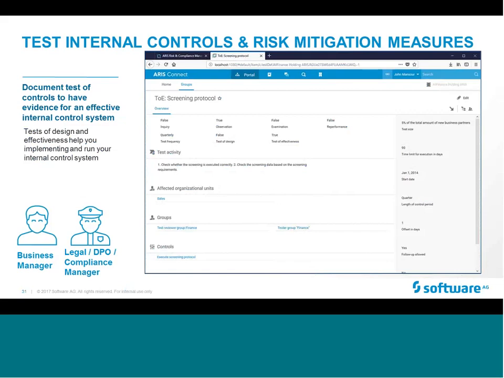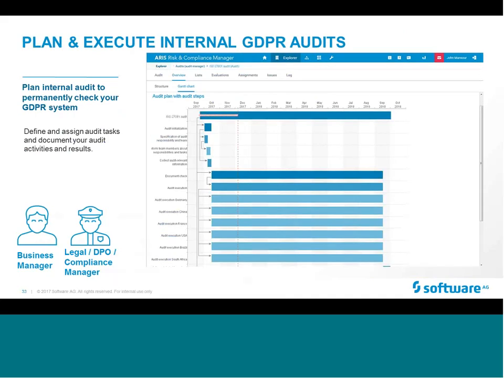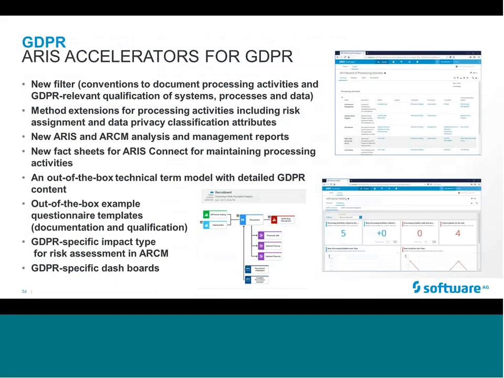The main things there, of course, are available in the combination of ARIS Risk and Compliance Manager, sign-off, but also the audit capabilities. And coming back to the set of ARIS GDPR accelerators, or ARIS accelerators for GDPR, I would like to collect again the whole information. We have defined a set of new filters to document processing activities, including additional attributes for systems, processes, data, and organizational elements. We can describe processing activities in a very simple way by offering new fact sheets for ARIS Connect for maintaining these processing activities. But of course, it's also possible to use this in the context of pure modeling capabilities.